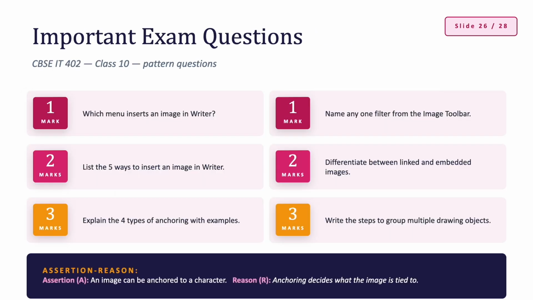Important exam questions. 1 mark: Which menu is used to insert an image into Writer? Name any one image filter. What does wrap mean in document layout? 2 marks: List the 5 ways to insert an image. Differentiate between linked and embedded images. 3 marks: Explain the 4 types of anchoring with examples. Write the steps to group multiple drawing objects together. Write these patterns down. They have appeared in CBSE IT 402 papers across multiple years.